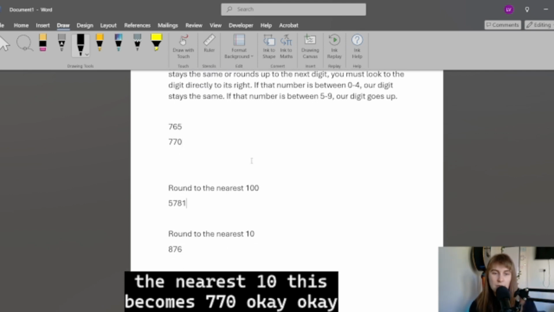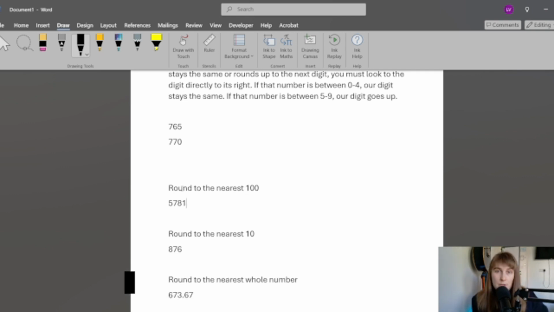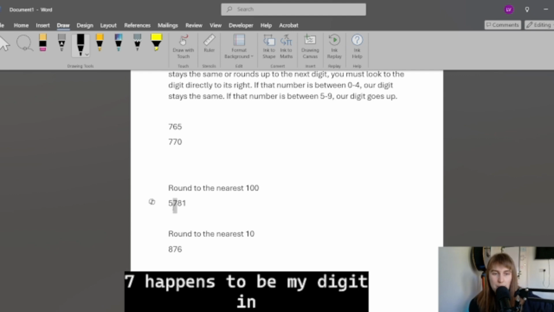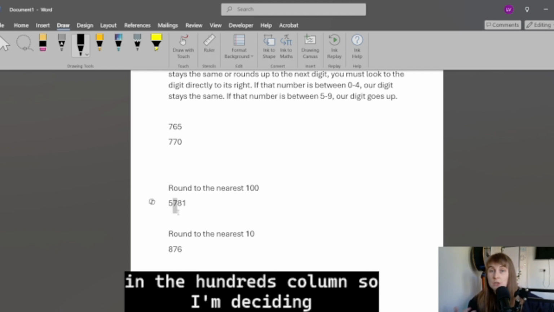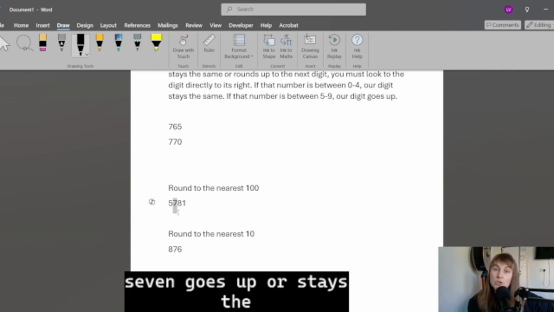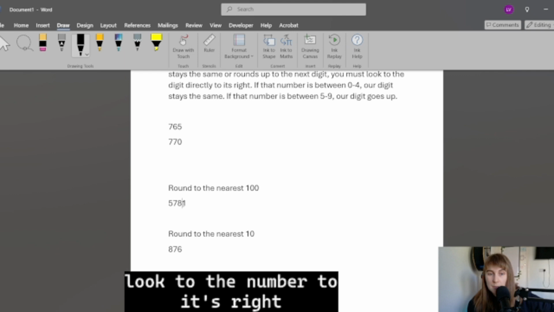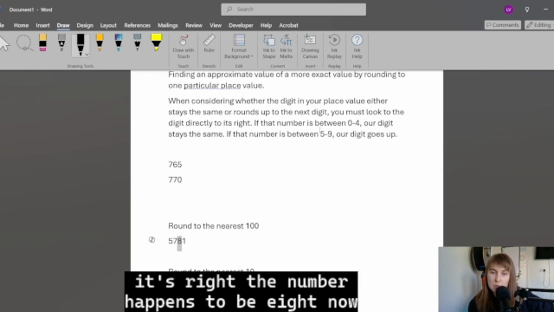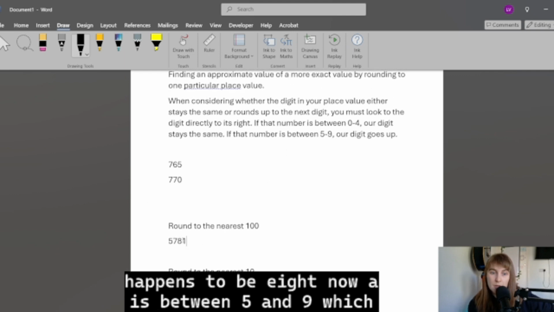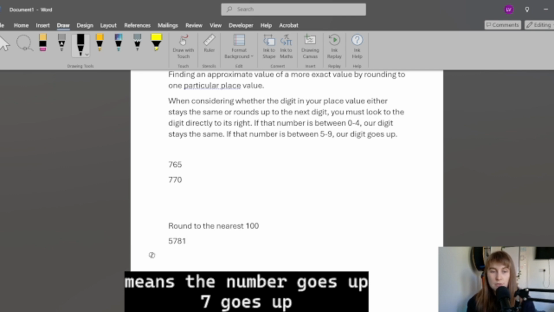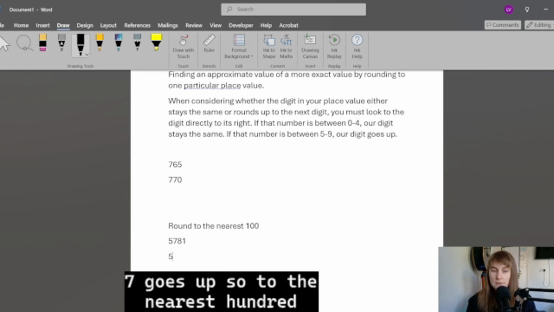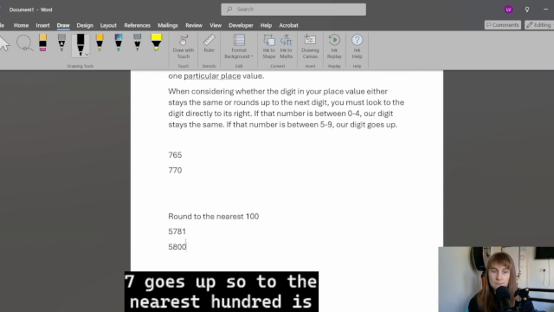Let's look at this one. Round to the nearest 100. So I'm concerned with the hundreds column. That's the place value I'm looking at. Now 7 happens to be my digit in the hundreds column, so I'm deciding whether 7 goes up or stays the same. In order to decide that, I have to look to the number to its right. The number happens to be 8. Now 8 is between 5 and 9, which means the number goes up. 7 goes up. So to the nearest 100 is 5,800.